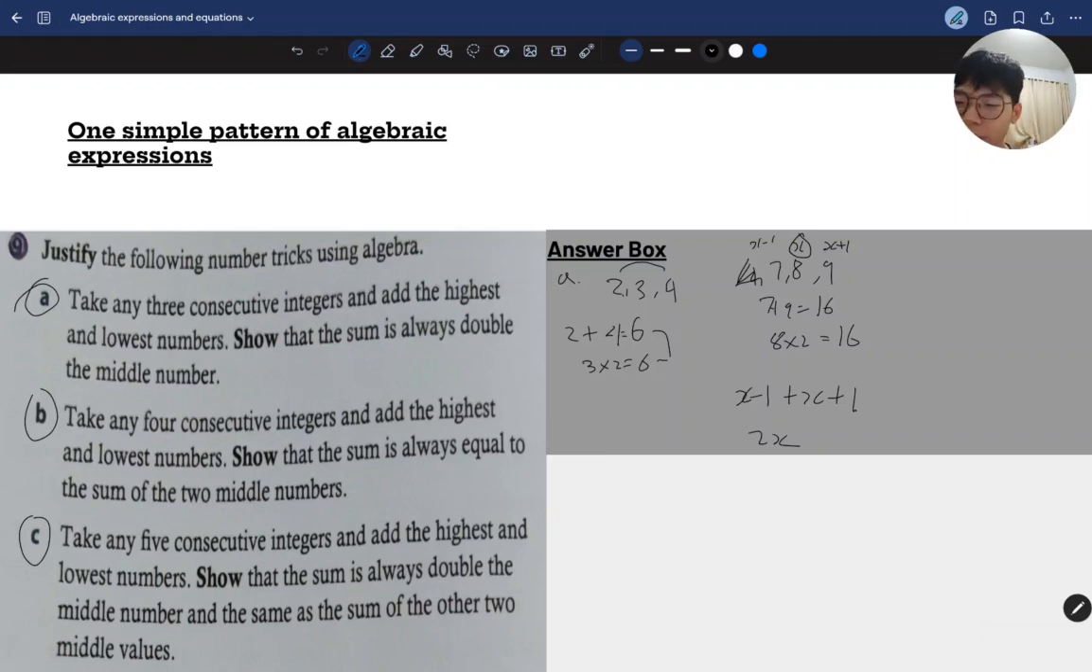You should now take 4 consecutive integers and add the highest and lowest. Show that the sum is always equal to the sum of the two middle numbers. You put some examples and solve it like mine, giving evidence. That's it for today.